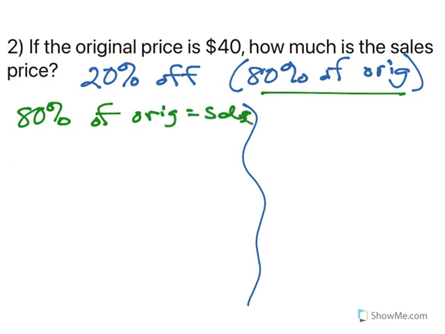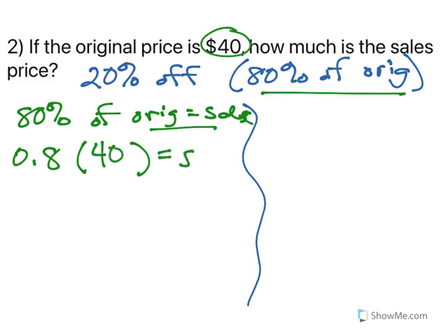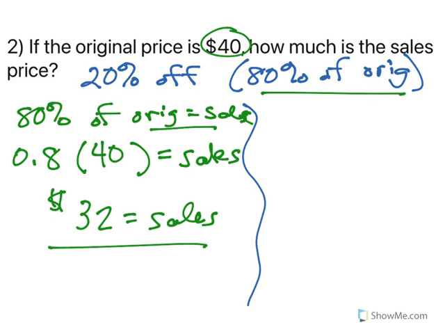Because 80% as a decimal is 0.8, of means to multiply, and the original price is $40, so that will equal the sales price. If I take 0.8 times 40, I get $32. So $32 is the sales price. Not too shabby. But not all of us think in an equation type.